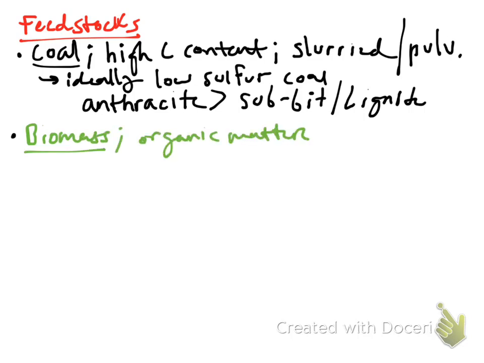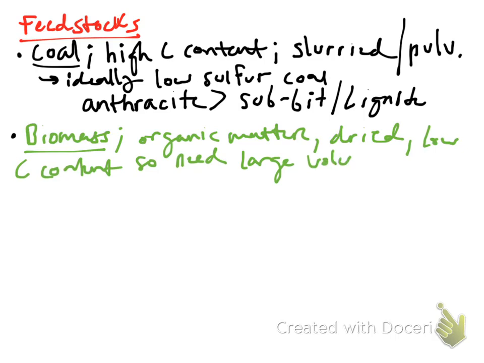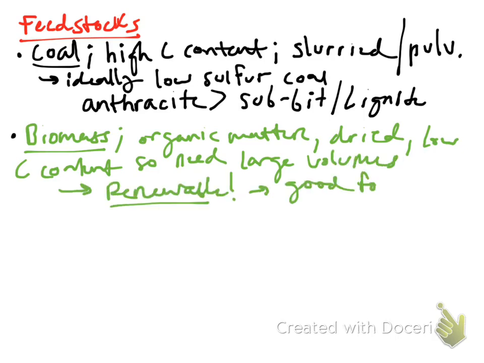Biomass is another good feedstock. Of course, biomass is carbon from organic matter. Usually it's dried. It has a low carbon content. Usually feedstocks from biomass, so that being corn or any dried plants, stover from the corn itself, maybe sorghum, stuff like that. Of course, any plant. Wood is biomass, of course.